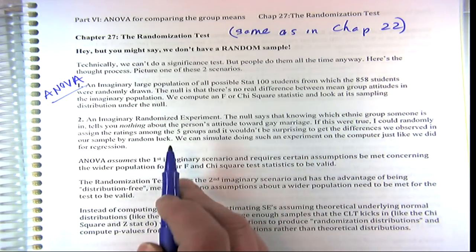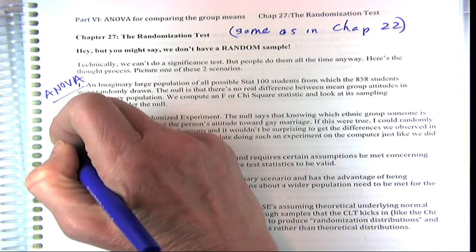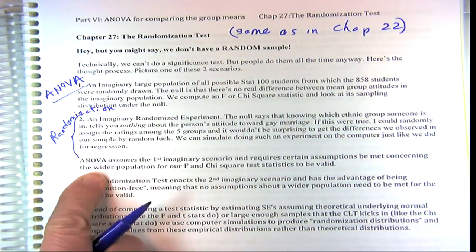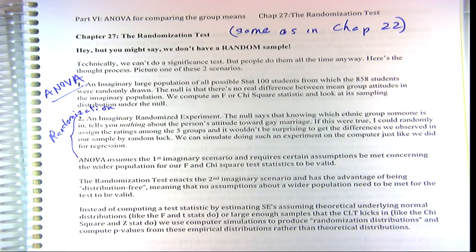And just like we did for regression, this is what the randomization test is doing. It's making a randomized sampling distribution. It's simulating, making an empirical sampling distribution of the test statistic under the null. It's just saying, hey, remember what the null is. It says that what ethnic group you're in, in this particular case, has nothing to do with it. It's completely unrelated to your quantitative variable, in this case the ratings.